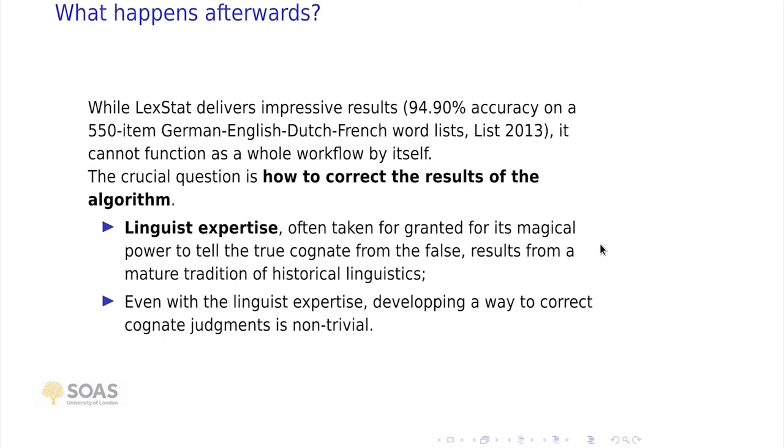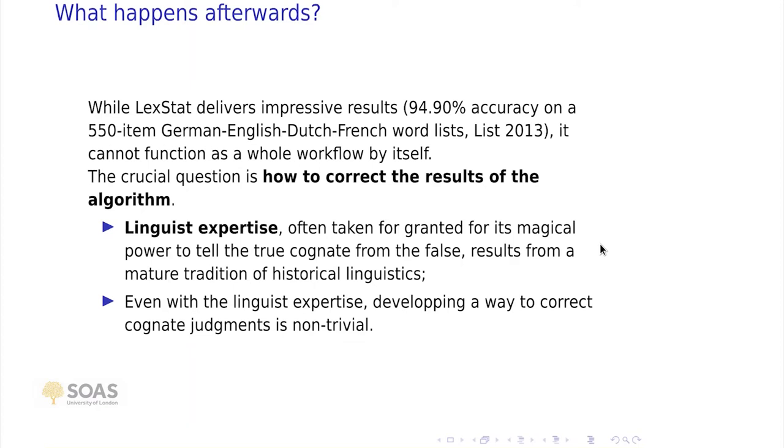The algorithms, especially the new ones like LexStat, are great. If you use it on some kind of German, English, Dutch, French data, it gives 94-95% accuracy, but it cannot function as a whole workflow by itself. So the question is, what happens afterwards? If you get a bunch of cogsets, how are you supposed to correct them?